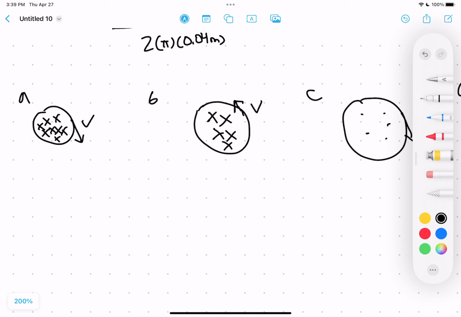So moving down the list, if we look at C now, C is moving in a clockwise direction. If we choose the bottom point of the circle, you're moving to the left, and then you also have the magnetic field pointing out of the page. So it should kind of look like this.